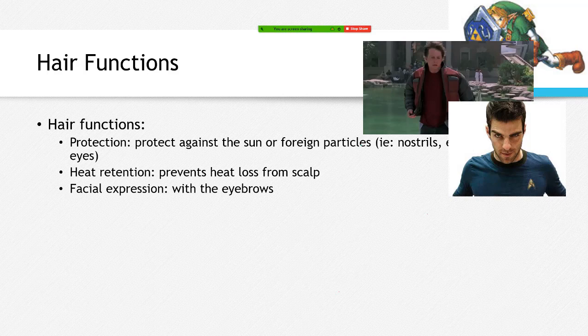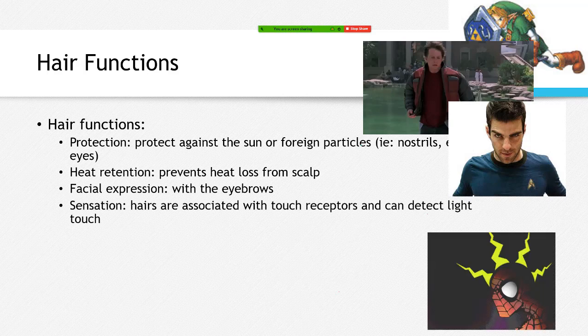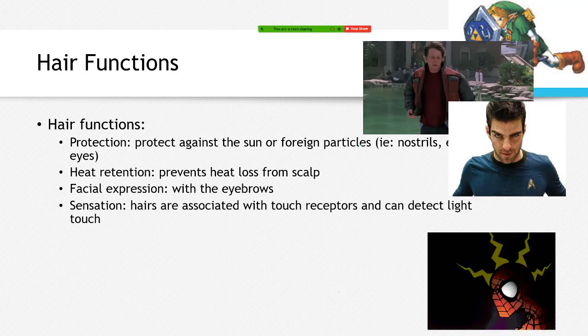It also helps us with facial expressions, especially when we're talking about eyebrows. And it provides sensations as well. So there are these receptors on our hair that will detect the movement of our hair. Something like an ant crawling on your skin, you may not actually feel the ant because they're so light. So the touch receptors don't feel the ant, but the ant itself may bump into a hair or two, and by bumping into that hair, that provides us the sensation that something's crawling on our skin.